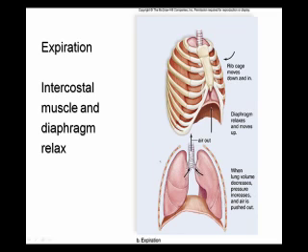Expiration or exhaling is just the opposite. Those intercostal muscles are going to relax. That allows the rib cage to drop back down. The diaphragm relaxes, and so the relaxed diaphragm is dome-shaped. So this is going to decrease the volume inside the rib cage, and that will cause the pressure to increase, and so now the pressure is higher inside the lungs than it is outside.